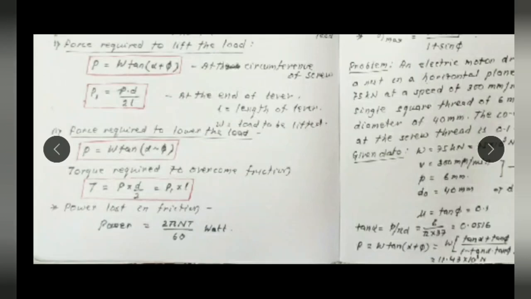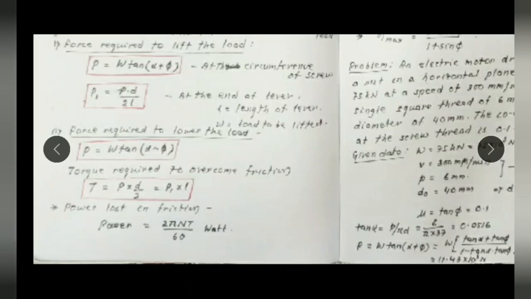Similarly, the force required to lower the load is P equals W tan(alpha minus phi). If alpha is greater than phi, we use alpha minus phi, and if phi is greater than alpha, it will be phi minus alpha. The only difference is alpha plus phi versus alpha minus phi. Alpha plus phi is used for lifting the load, and alpha minus phi or phi minus alpha is used for lowering the load.